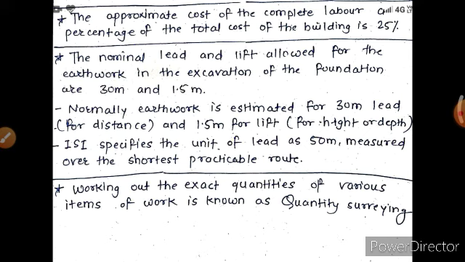ISI specifies the unit of lead as 50 meter, measured over the shortest practicable route. Working out the exact quantities of various items of work is known as quantity surveying.